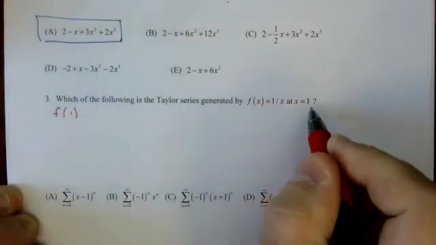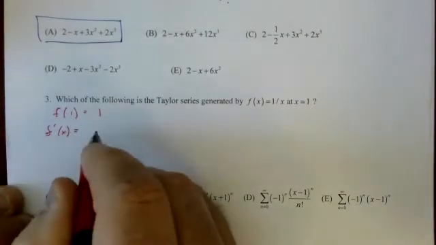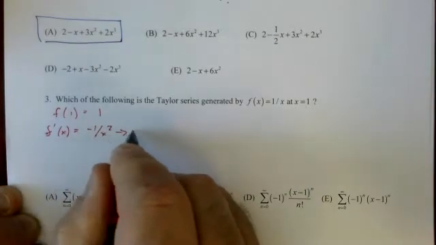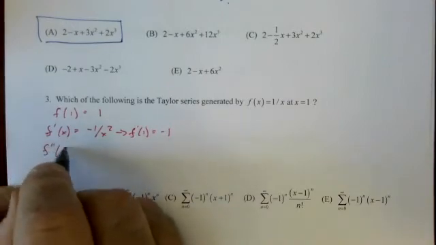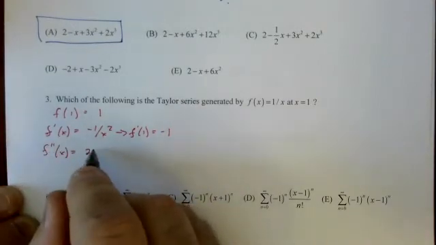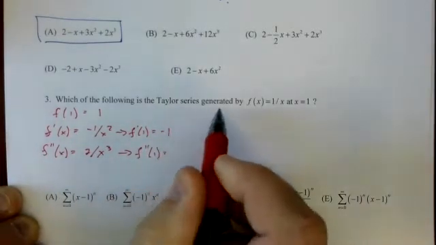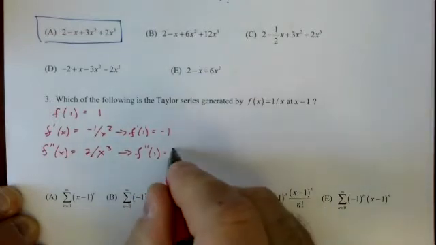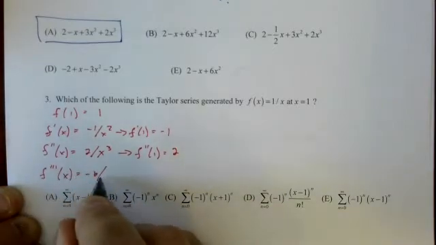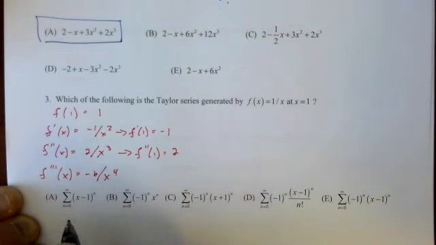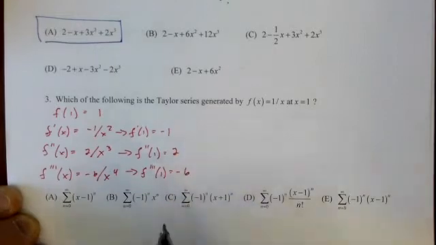f of 1, we're doing 1 this time, is 1. f prime of x is negative 1 over x squared. f prime of 1 is negative 1. f double prime of x is 2 over x to the third. f double prime of 1 is 2. Might as well go for one more. Negative 6 over x to the fourth. f triple prime of 1 is negative 6.